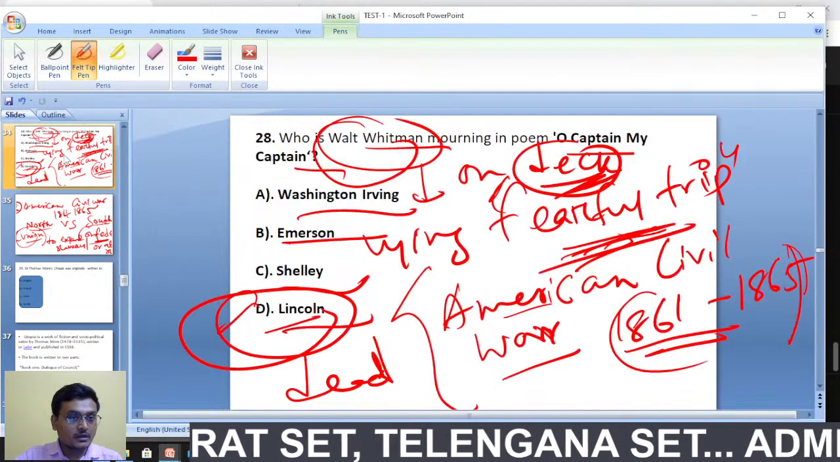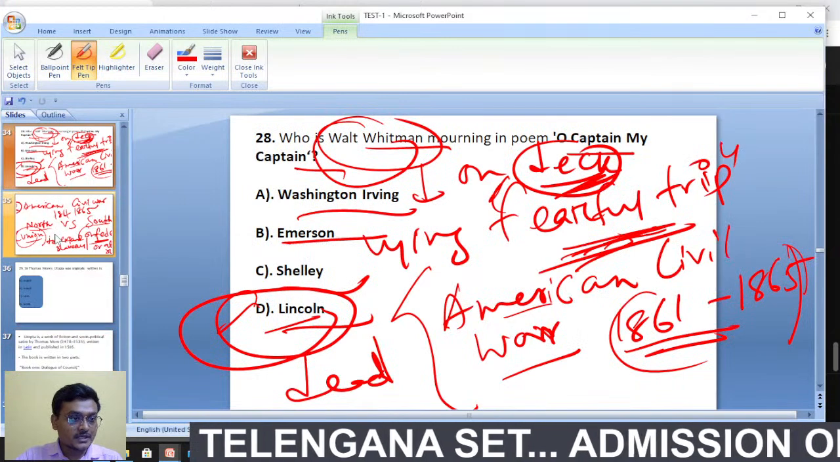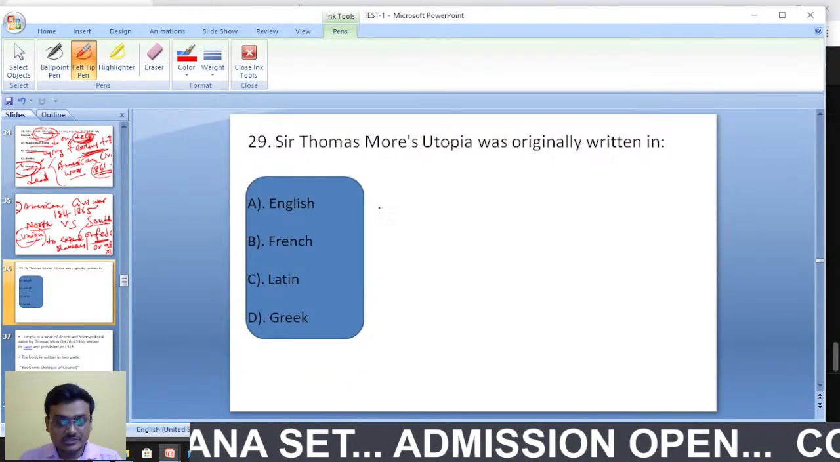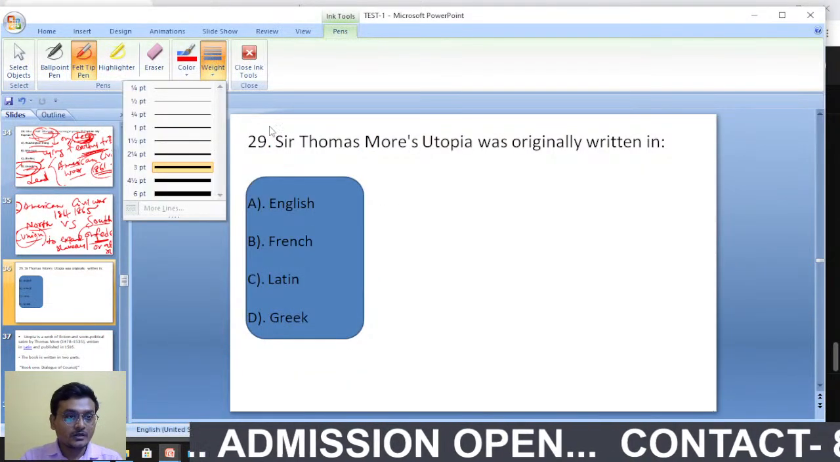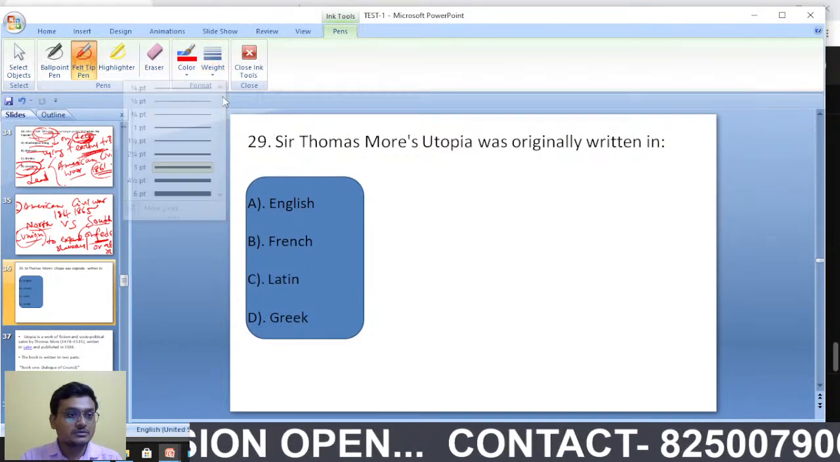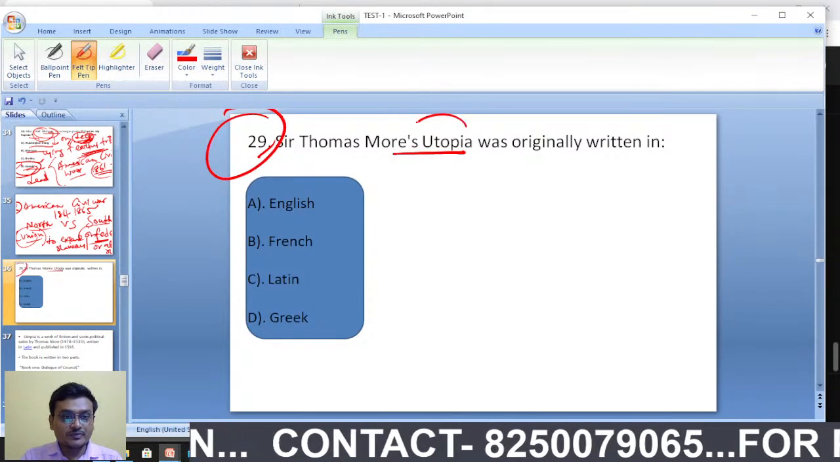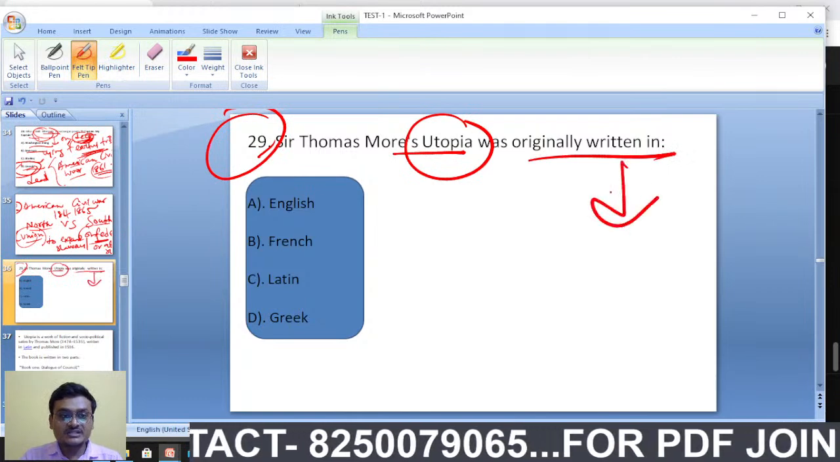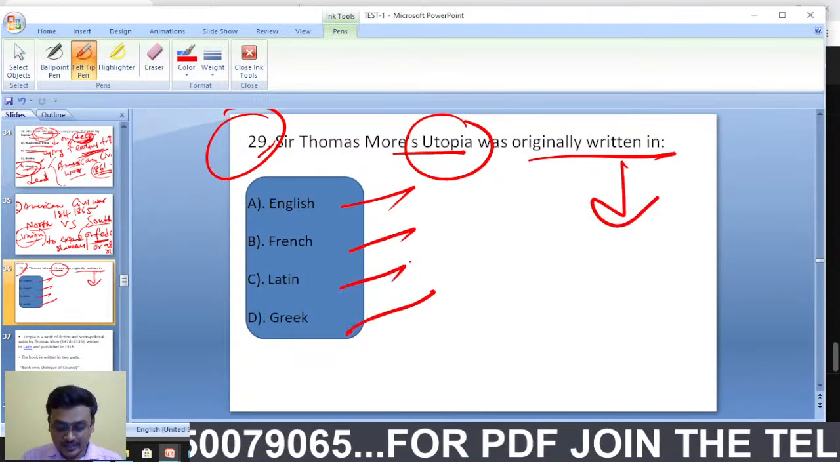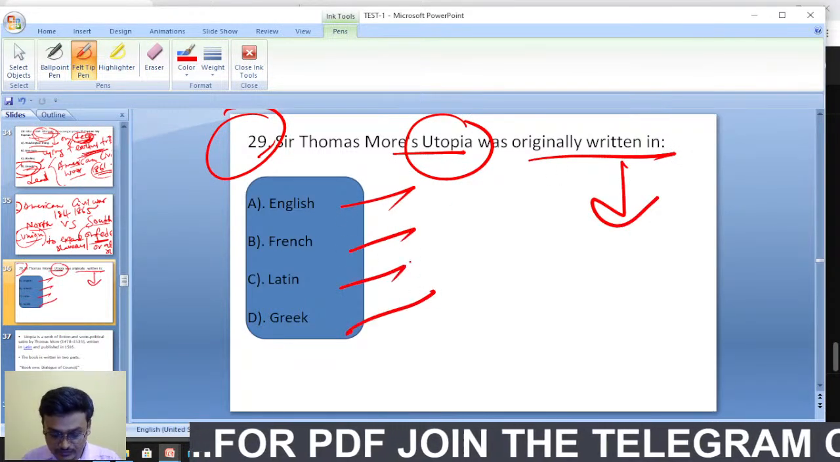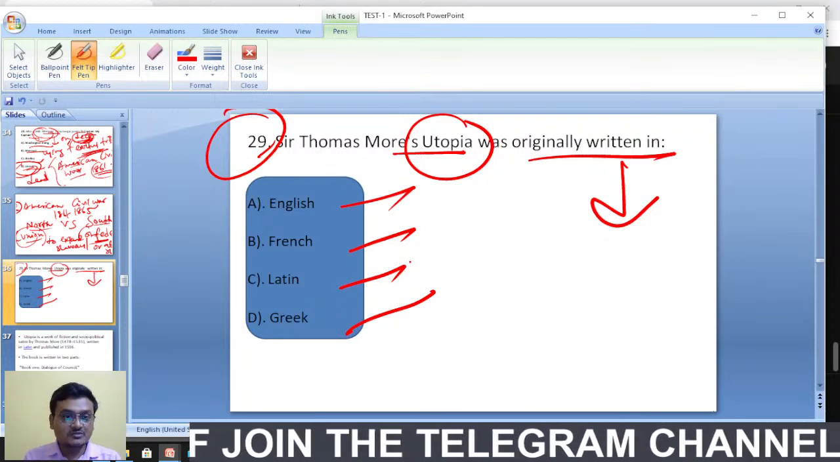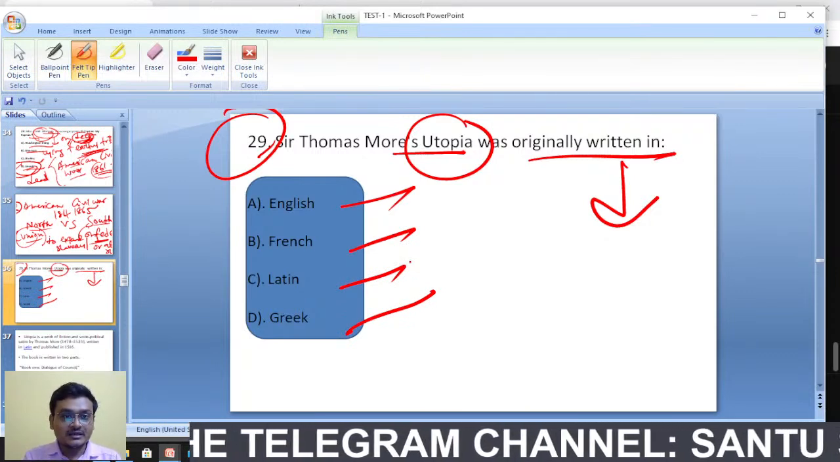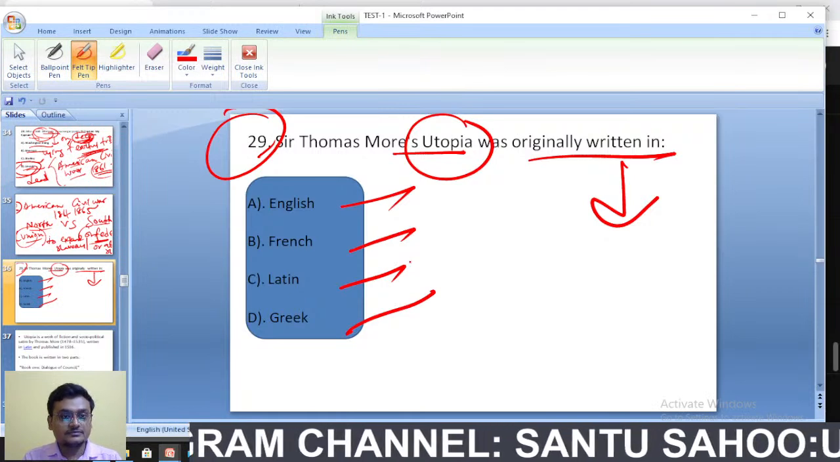Okay. So, next question here. Question 29 is on your screen now. Sir Thomas More's Utopia was originally written in which language? English, French, Latin, Greek. In which language was Sir Thomas More's Utopia originally written?